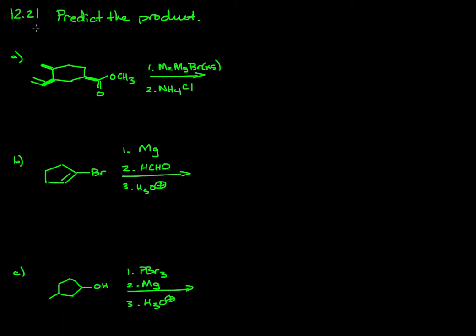Question 1221, we're asked to predict the product. In this screencast, we're going to look at parts A, B, and C. What you'll notice is that in each of these problems, there are multiple steps.